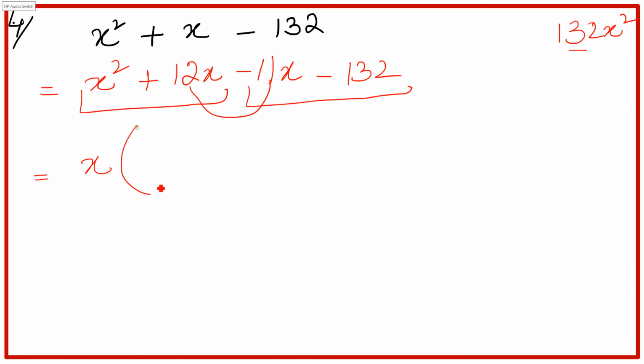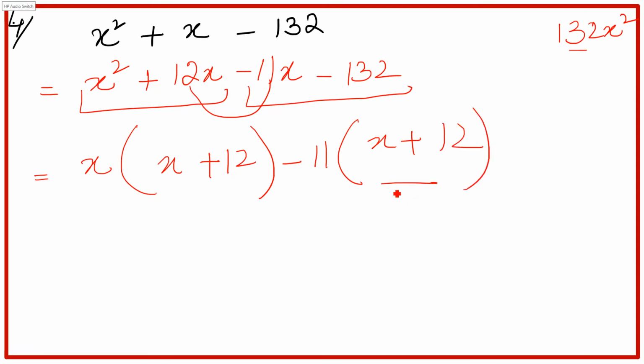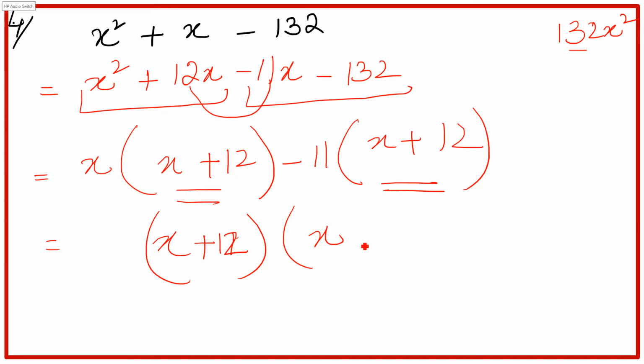X we can take common from here. It will be x plus 12. But from here negative 11. See, negative we have taken as a common. All the signs inside the parentheses will change. So in both parentheses we have x plus 12. We can take x plus 12 one time common, multiplied by what is left, x, here negative 1. So x plus 12 multiplied by x minus 11 is our answer.